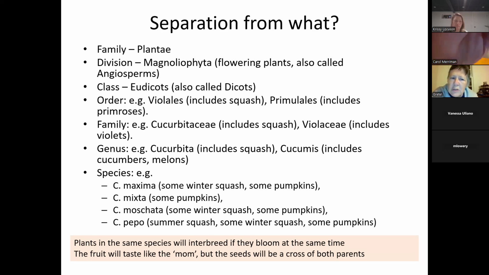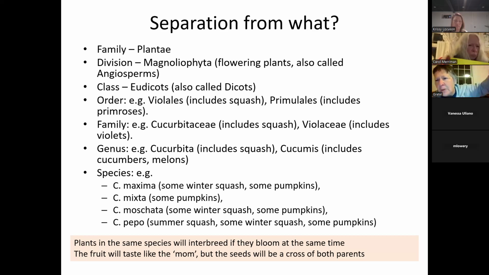And when we're rotating crops, we rotate by family. You put the cucurbits where the solanaceous were. You put eggplants where squash were. You don't put melons where squash were.